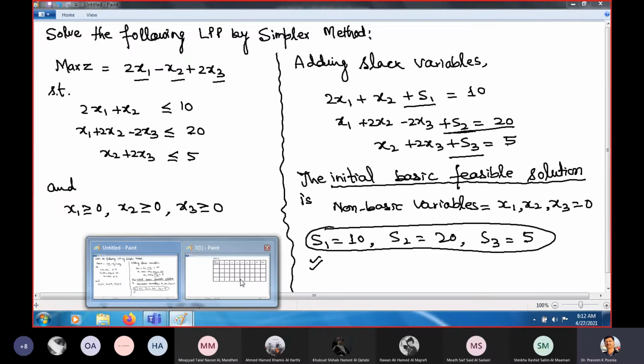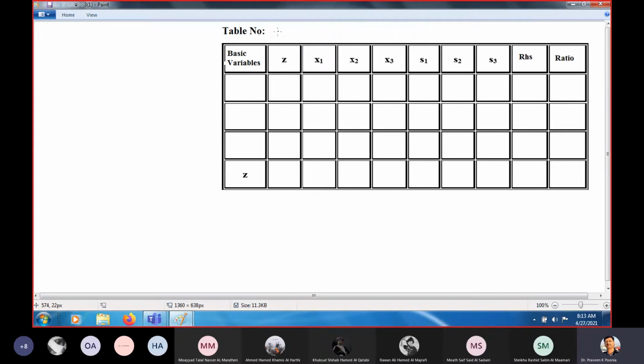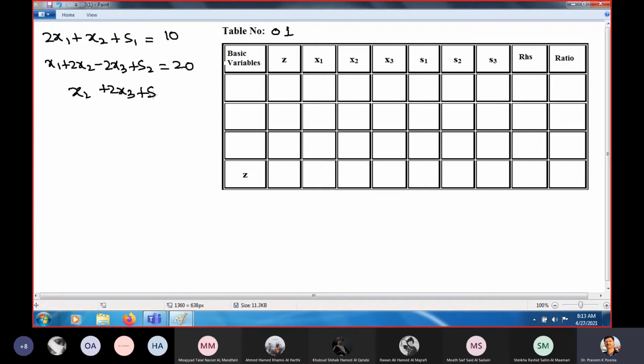After getting this solution, now you need to make the first table, table number 1. So what is table number 1? Okay, let us write the equation again. 2x1 plus x2 plus s1 is equal to 10. x1 plus 2x2 minus 2x3 plus s2 is equal to 20, and x2 plus 2x3 plus s3 is equal to 5.